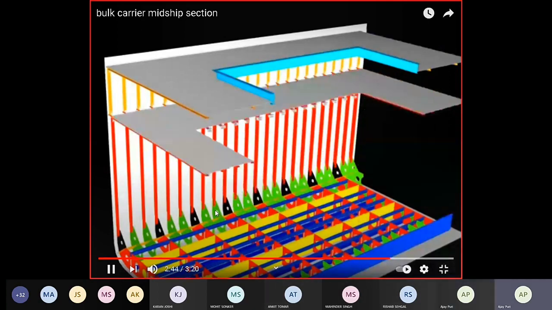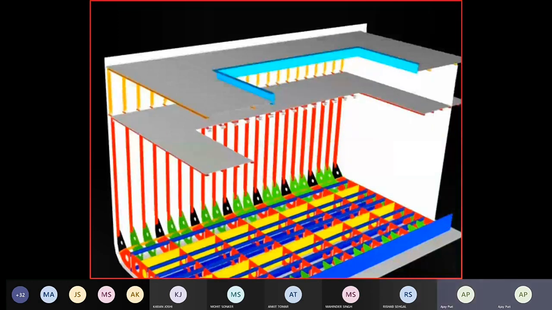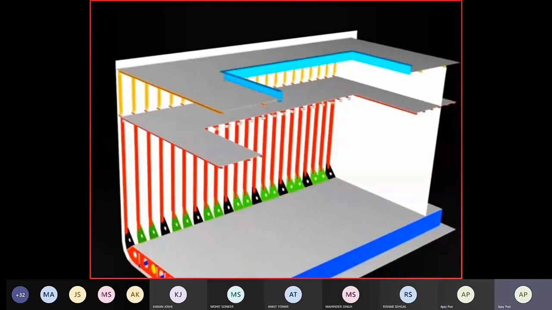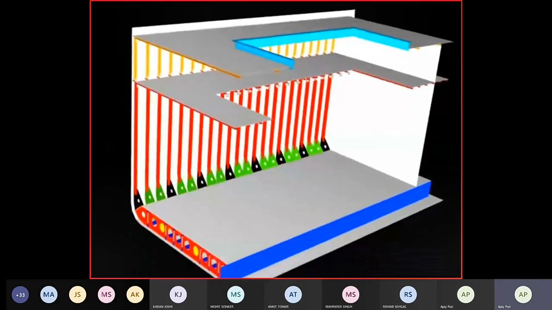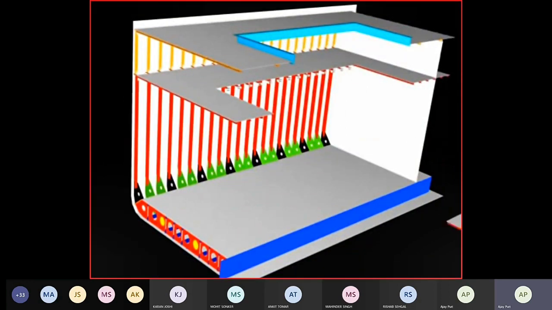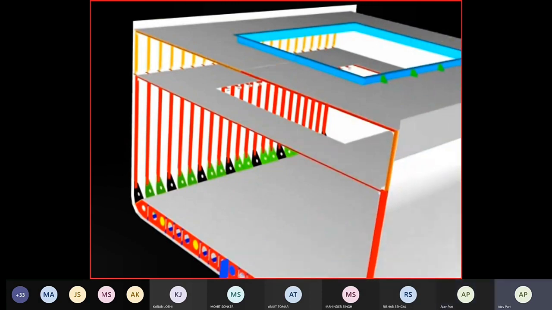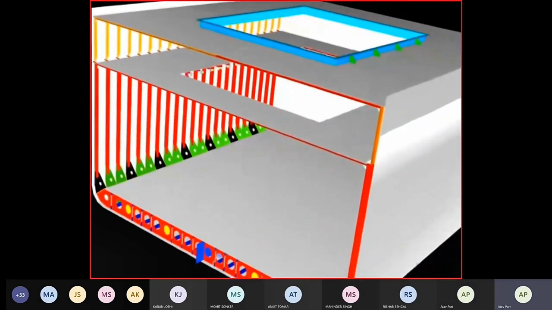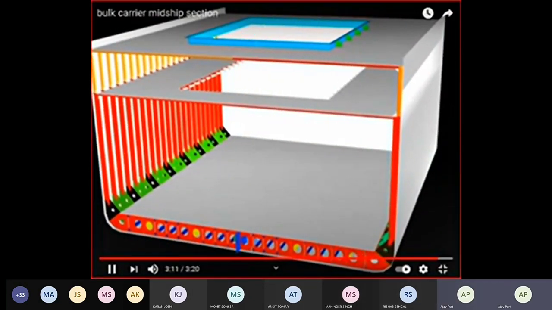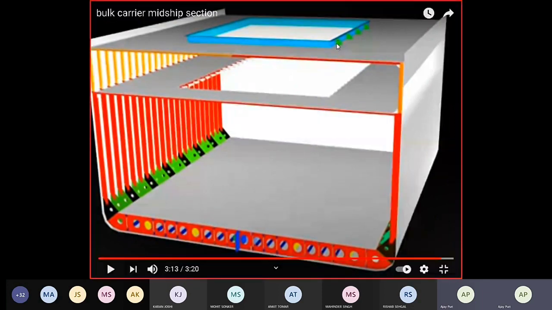ट्विन डेक, ट्रांसवर्स बल्कहेड, टैंक टॉप। So this connects the whole thing. और यहाँ जो है ऊपर में हरे वाले, these are hatch combing supports.